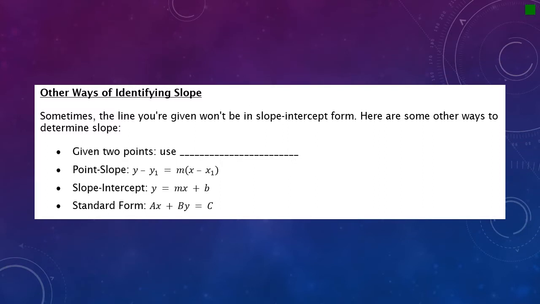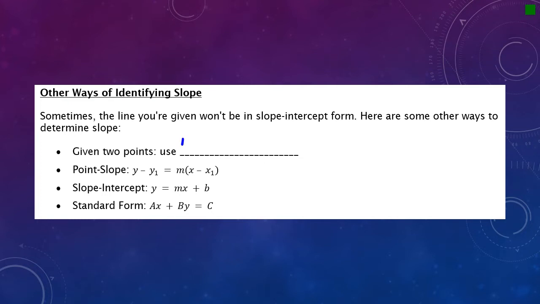In this lesson, we're going to be talking about basically the same thing we did in lesson 2.3, but now you're going to be given your information, like the equation of your line, in the different forms. So there's lots of different ways that you can be given information, and then you'll have to identify the slope. The first way is if you're given 2 points.